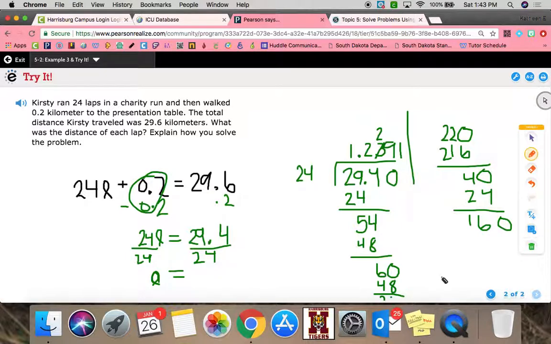All right, solving equations. Don't call after midnight. Distribute, combine, add or subtract, multiply or divide.